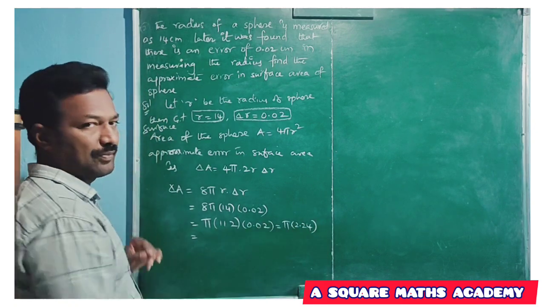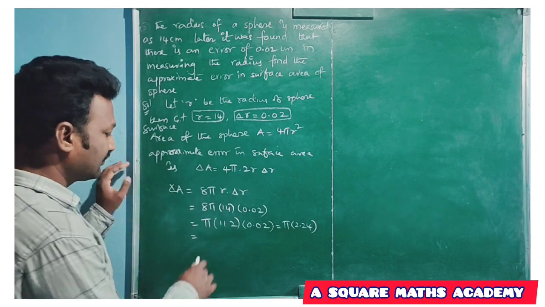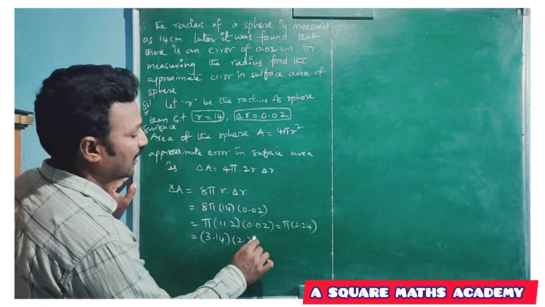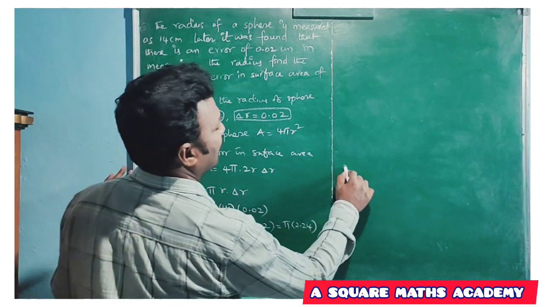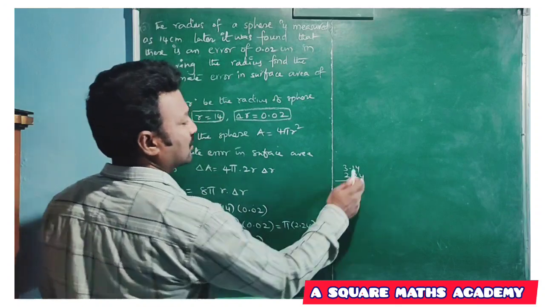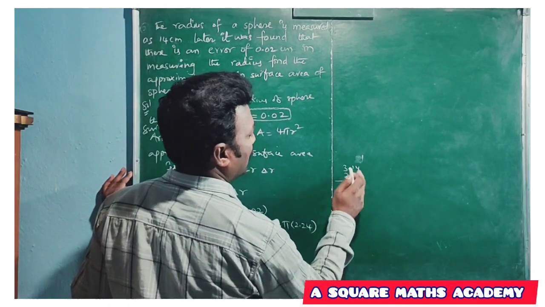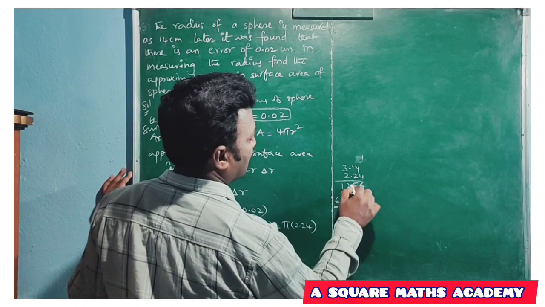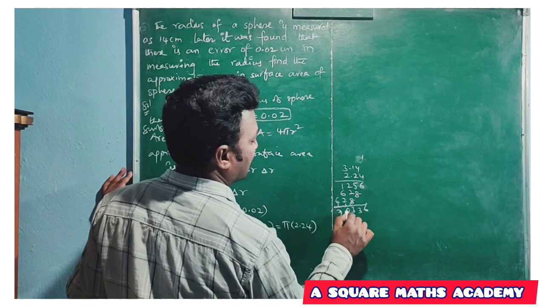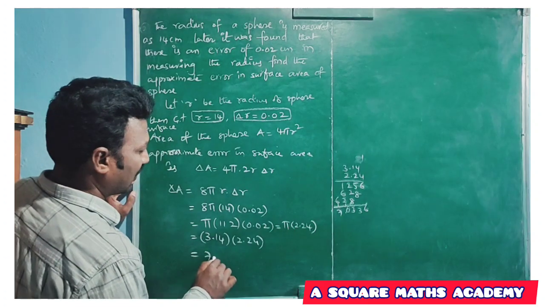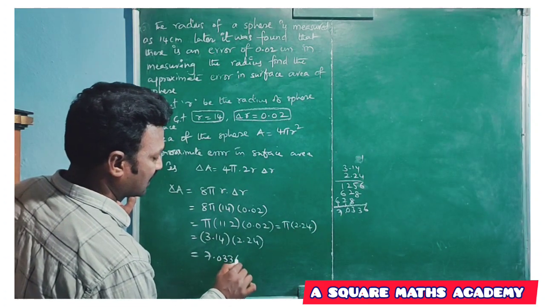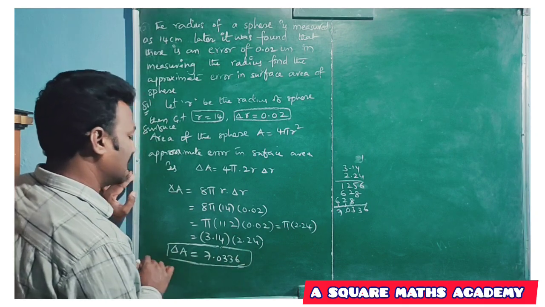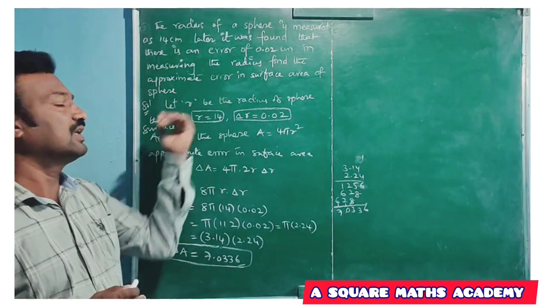So we know the value of pi is nothing but 3.14 into 2.24. So 3.14 and 2.24. Okay, so multiplying we get 7.0336. So this is the approximate error in the surface area of the sphere.